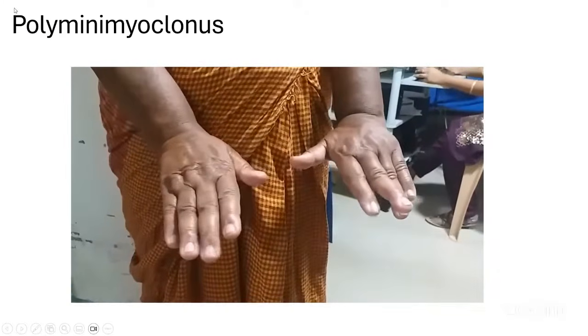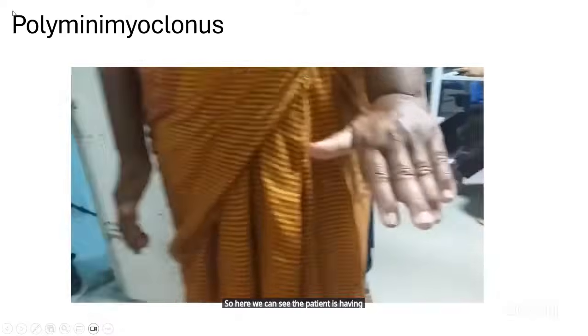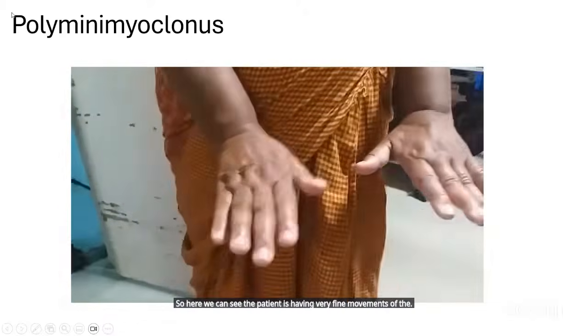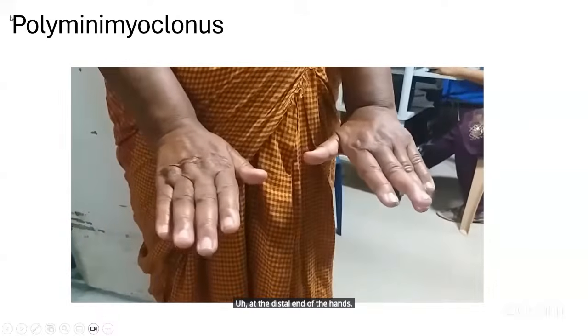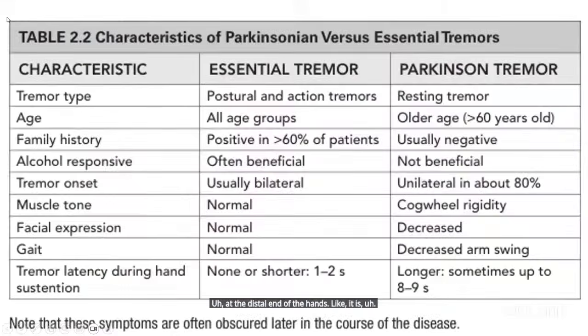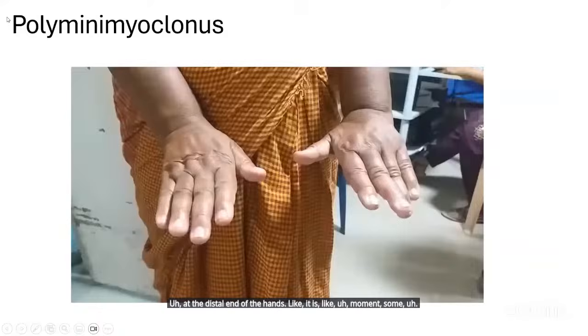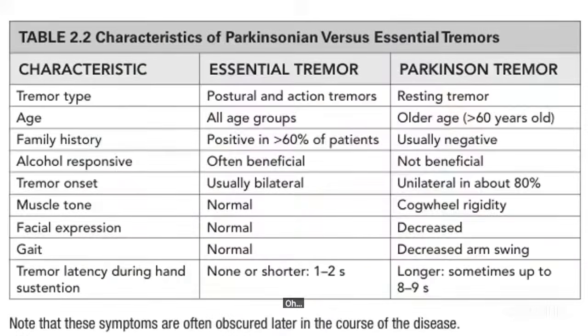So here we can see the patient is having very fine movements at the distal end of the hands, some bilateral movements at hands. Then characteristics of Parkinsonism versus essential tremors.